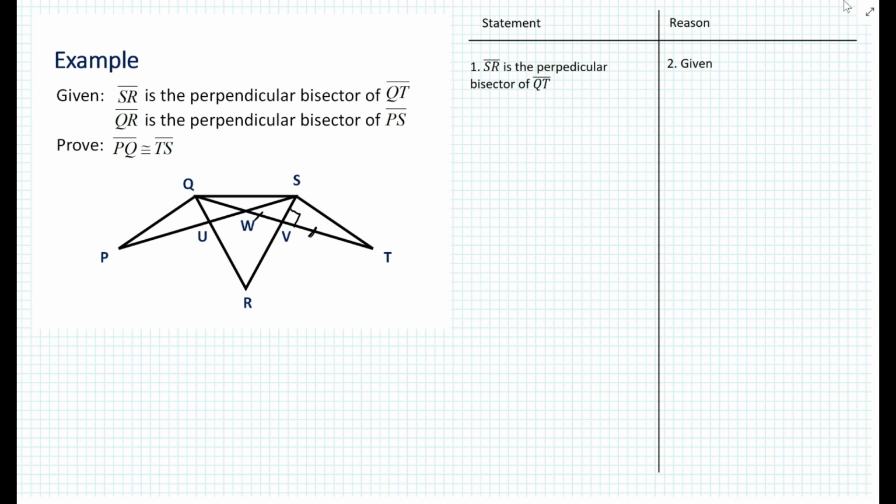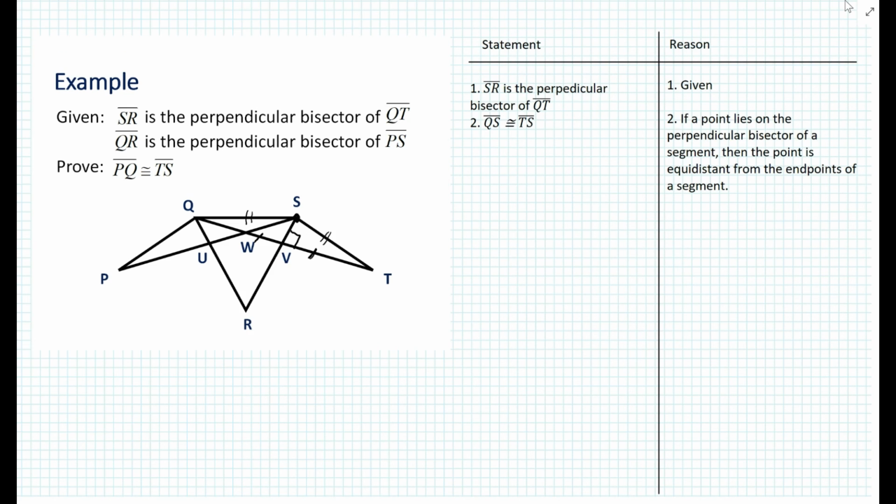So if we write the first given, that segment SR is the perpendicular bisector of segment QT, what does that allow us to say? Well, we know that this point here, point S, let's mark it in the diagram, must be equidistant from the endpoints of the segment QT. Namely, we know that segment QS is congruent to segment TS. So let's write that in. Segment QS is congruent to segment TS because if a point lies on the perpendicular bisector of a segment, then the point is equidistant from the endpoints of the segment.